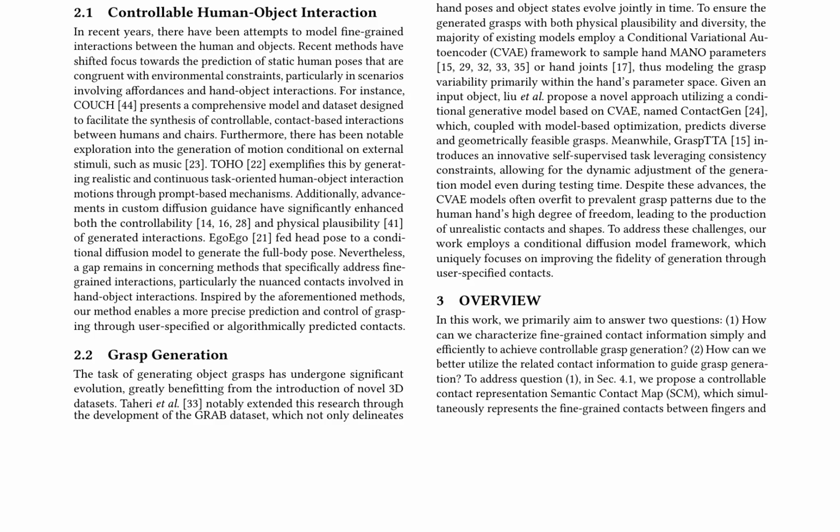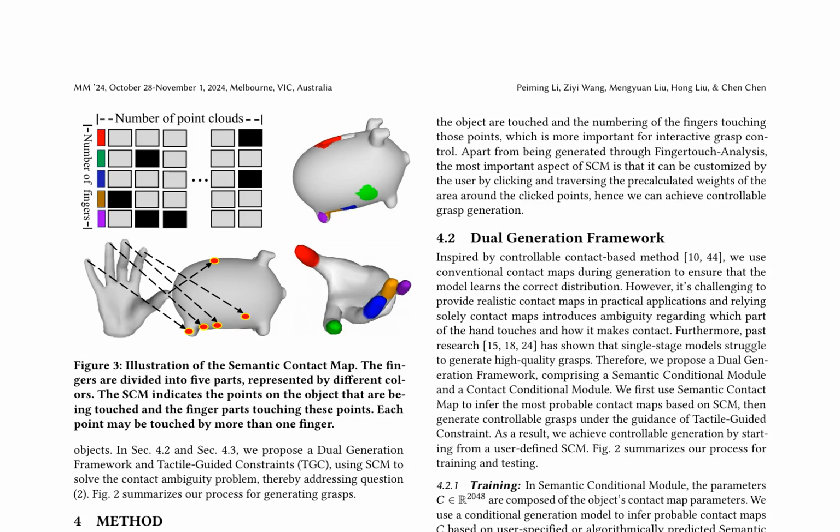SCM is a 2D matrix that indicates the points on the object that are being touched and the finger parts touching these points. Each point may be touched by more than one finger. The authors then introduce a dual generation framework, comprising a semantic conditional module and a contact conditional module. The semantic conditional module infers the most probable contact maps based on SCM, while the contact conditional module generates controllable grasps under the guidance of tactile guided constraint, TGC. The framework allows for controllable generation by starting from a user-defined SCM.